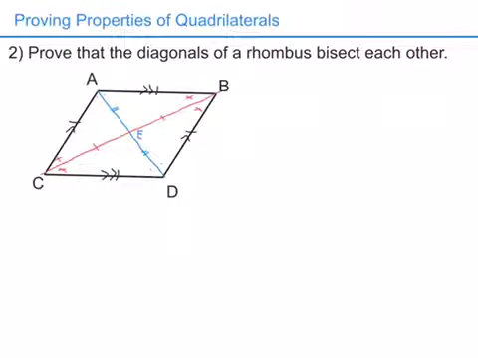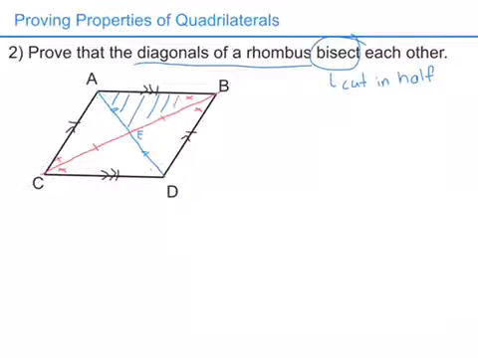Finally, let's consider a more challenging example. Here we want to show that the diagonals of a rhombus bisect each other. Remember, this word bisect means to cut in half. So we're not allowed to use the lengths of the diagonals, but anything else we know about a rhombus we can use in our proof. So the first thing we're going to do is identify our two congruent triangles. We're going to use these two triangles that are opposite each other here.